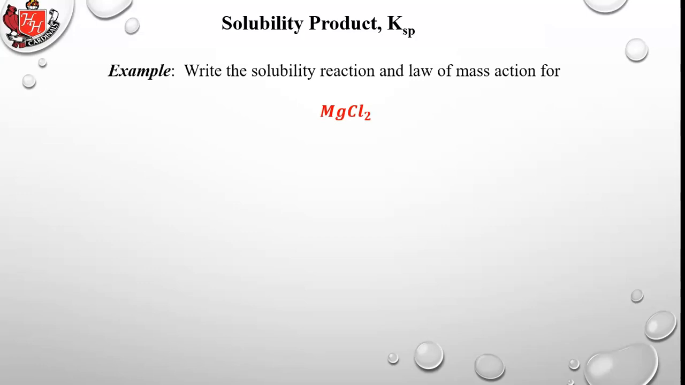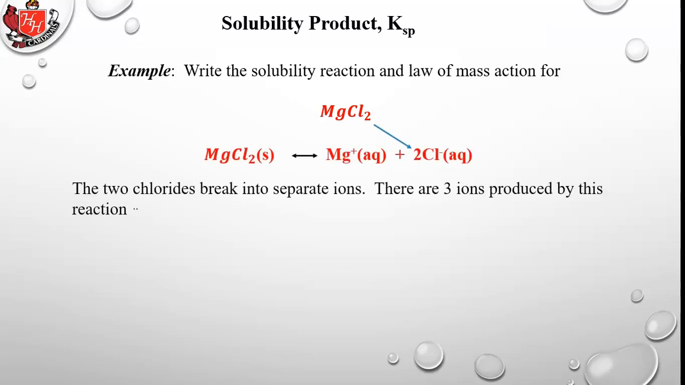So example, write the solubility reaction and the law of mass action for the following. So you should know how to write this reaction. This is an ionic bond. It's 1 magnesium ion and 2 chloride ions. So that's the way you would write it. Remember, that's not a Cl2 molecule. Those are 2 chloride ions in solution that break apart not only from the magnesium, but from each other. So you end up with 3 particles there. There are 3 ions produced by this reaction.